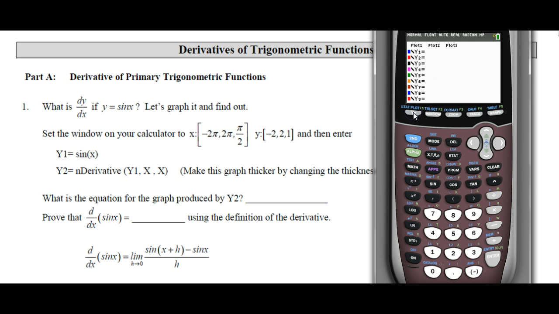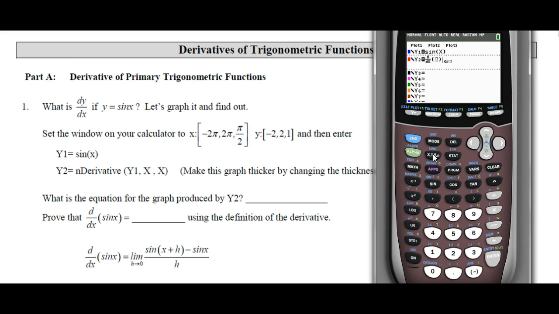Okay, and we want y1 equal to sine of x, close parenthesis. And y2 is nDeriv. It's under the math menu, number 8, nDeriv. Depending on the firmware you have, you'll see a slightly different template. So we want d by dx of sine x.